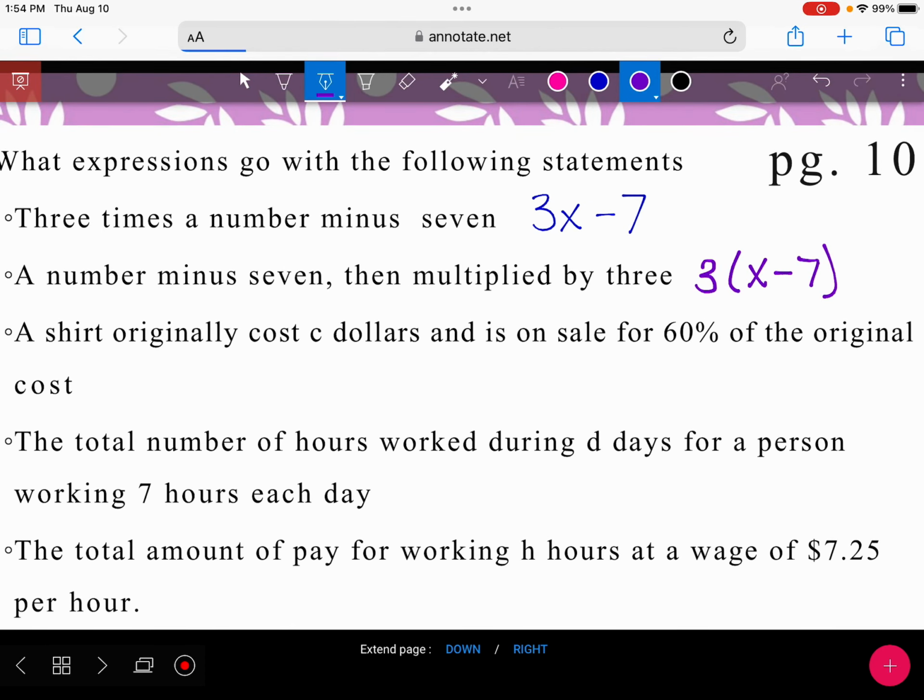So a shirt costs C dollars. This time I tell you what variable to use. C dollars, and it is on sale for 60% off, or 60% of the cost. How could I find out what I'm going to spend? If I know the shirt originally costs C, how do I find 60%?